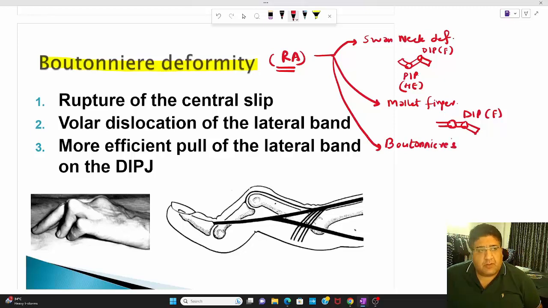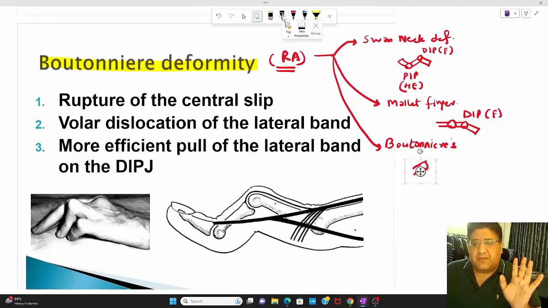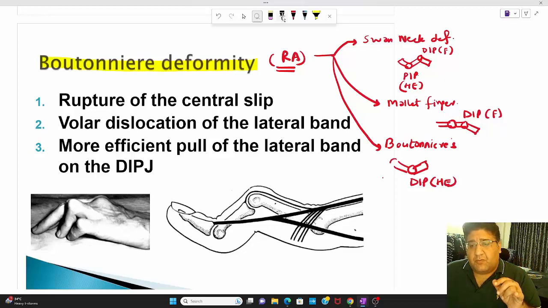Now, when we talk about Boutonniere, just remember one thing. First thing, it is just the opposite of swan neck. I used to remember it like this when I was a student. Swan neck has flexion of DIP, so first of all, it will have extension of DIP. So DIP will be in hyperextension, and PIP will be into what? PIP basically will be into flexion.